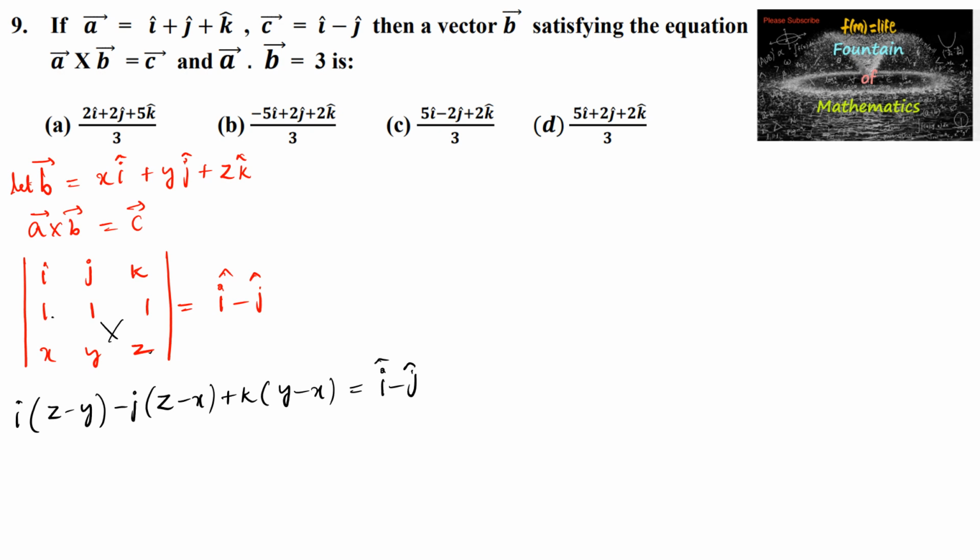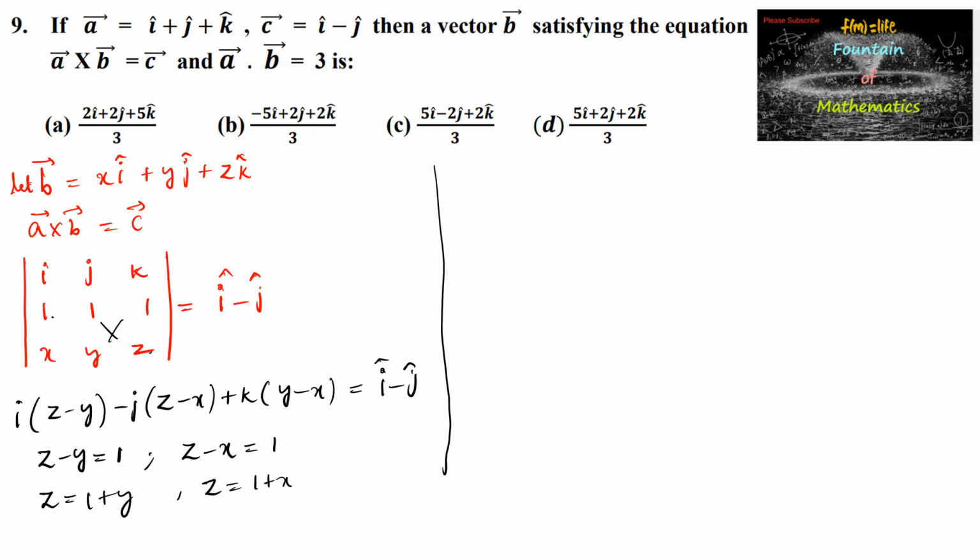So comparing the components on both the sides, the vector i component is z minus y and here it is 1. So z minus y is equal to 1, and here negative z and here also negative z. So let us compare. z minus x is equal to 1. So z is equal to 1 plus y and here z is equal to 1 plus x. And now let us assume a dot b is equal to 3.